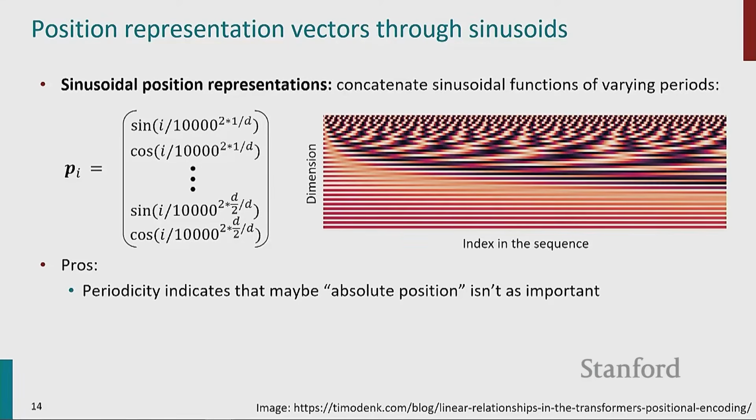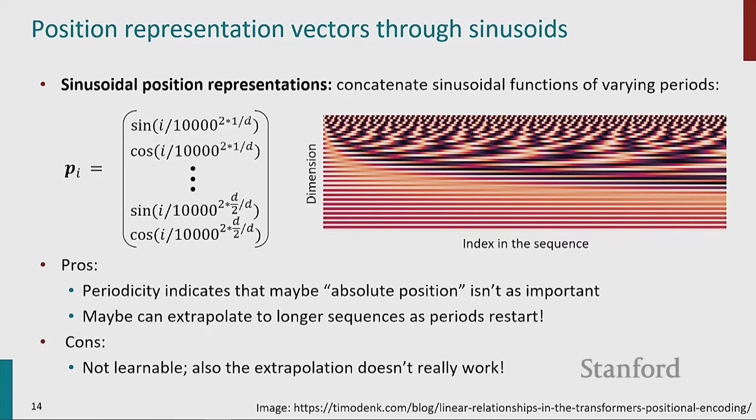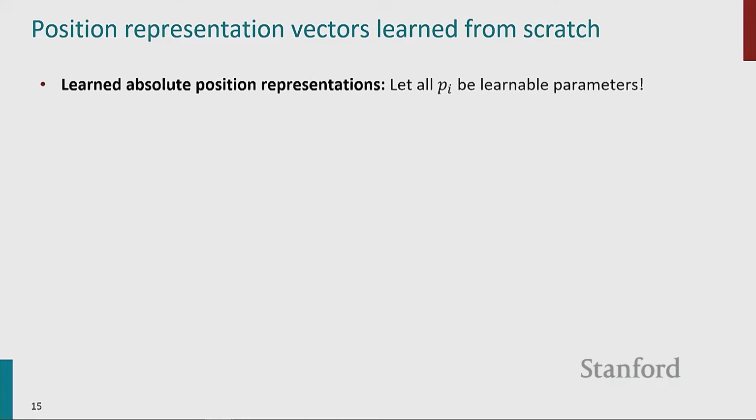It gives this intuition that maybe the absolute position of a word isn't as important. You've got this periodicity of the sines and cosines, and maybe that allows you to extrapolate to longer sequences. But in practice, that doesn't work. But this is an early notion that is still sometimes used for how to represent position in transformers and self-attention networks in general. So that's one idea. You might think it's a little bit complicated, a little bit unintuitive.